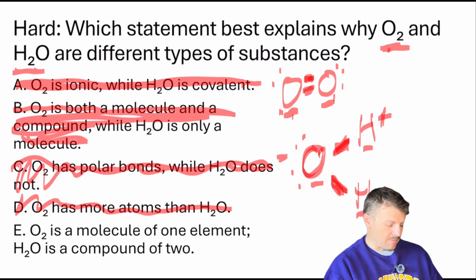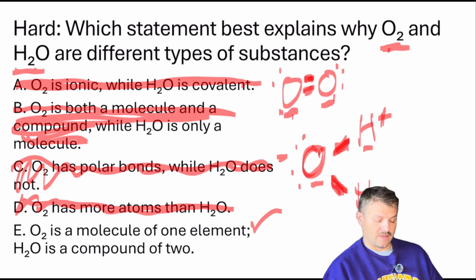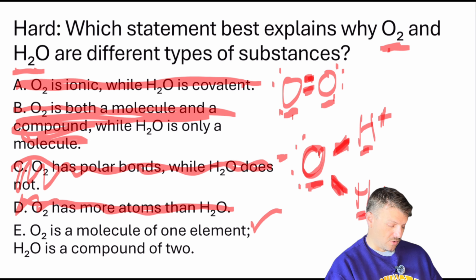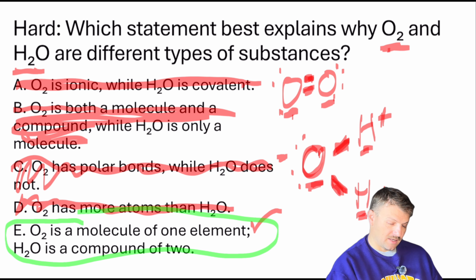So this is out. That means E must be our answer, but let's check to make sure. O2 is a molecule of 1 element. That's right, we've been talking about that. While H2O is a compound of 2. And that makes sense because there's oxygen and hydrogen. So E is our answer, and it is correct.